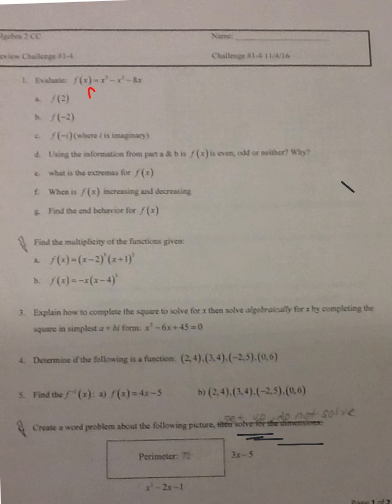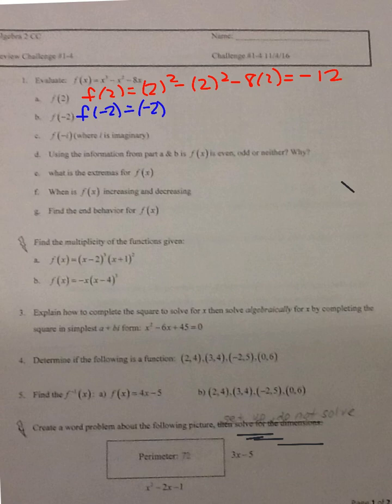Okay, so f of 2 is 2 cubed minus 2 squared minus 8 times 2. Alright, so you plug that in your calculator and you should get f of 2 is equal to negative 12. Alright, so b is f of negative 2. So f of negative 2, so that's negative 2 cubed minus negative 2 squared minus 8 times negative 2. Plug that in your calculator and you get 4.